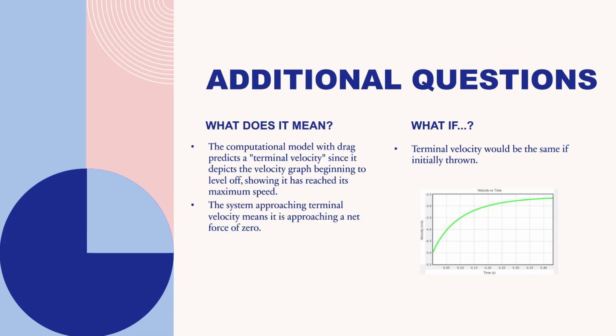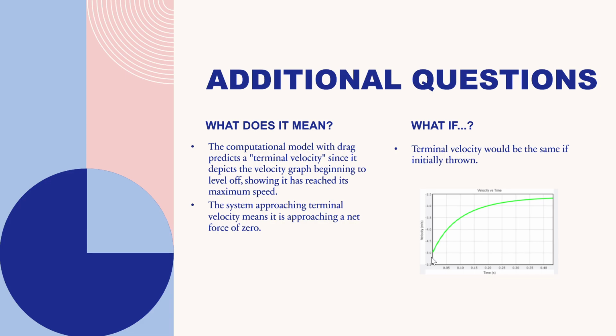And what if the system was initially thrown downwards? The terminal velocity would be about the same, since the drag force would need to be the same as the gravitational force, which means that the velocity would also need to be the same as the previously shown terminal velocity.